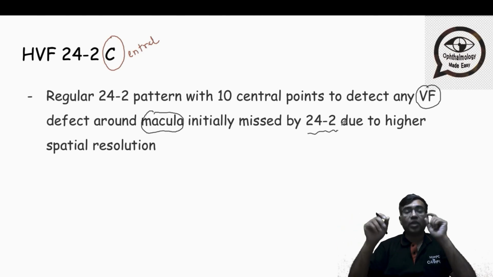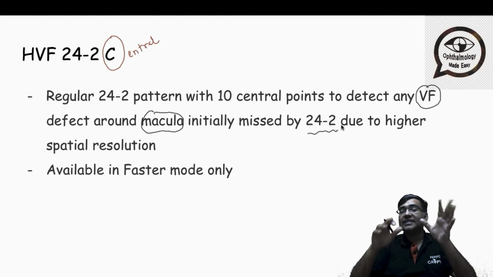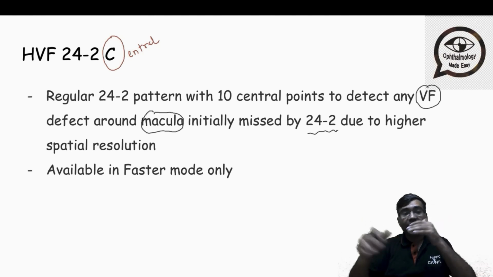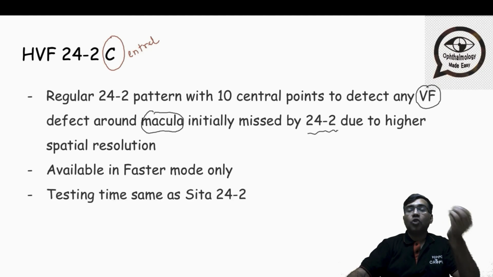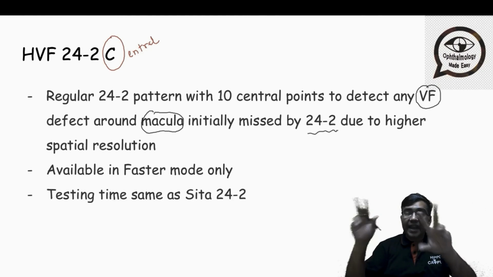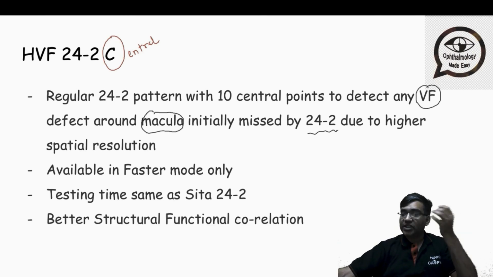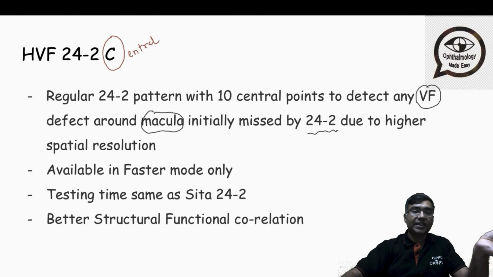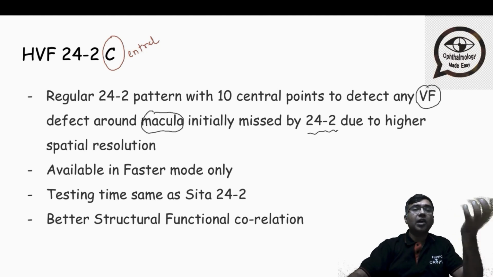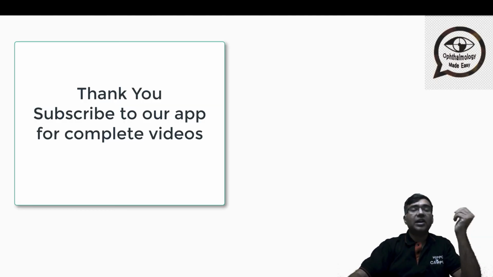But basically, the time taken is almost equal to or even less than a normal SITA 24-2, and it gives a better structure-function correlation as compared to 24-2. These are some important points regarding that HVF 24-2C. Now it is available in most of your Humphrey visual fields.